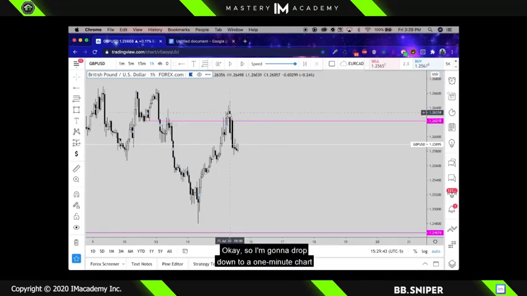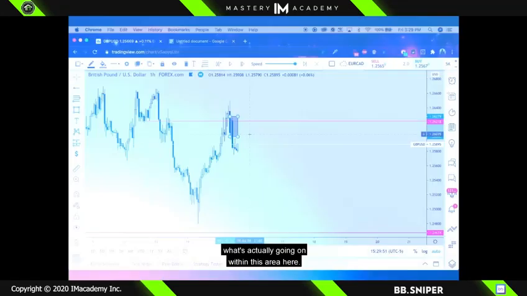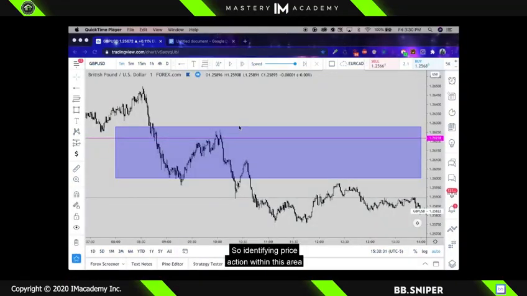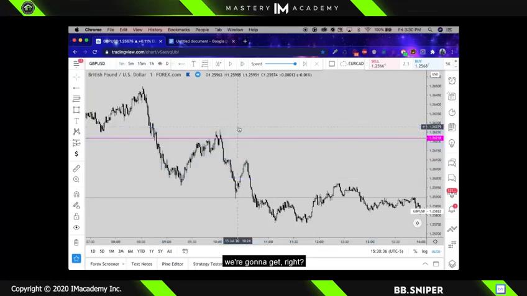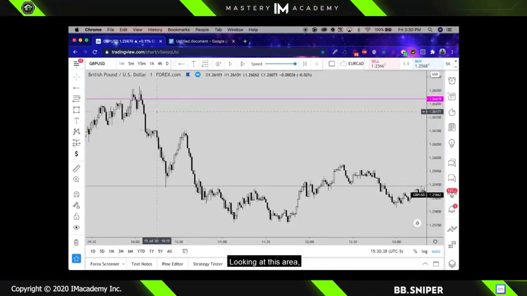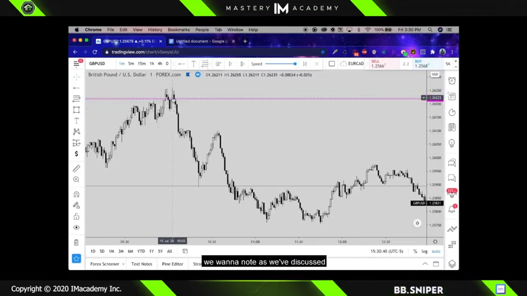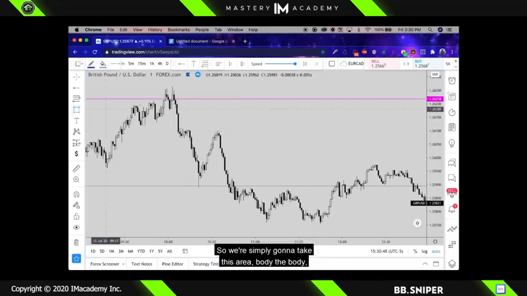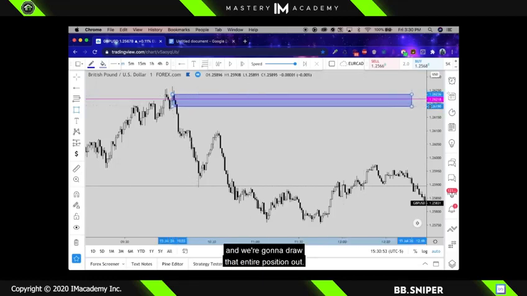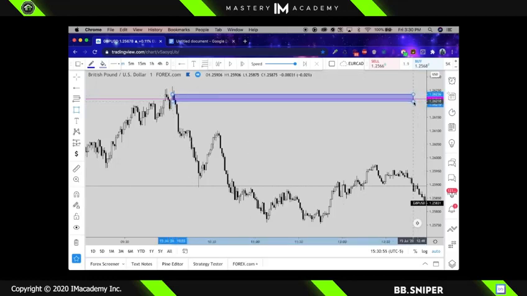Okay, so I'm going to drop down to a 1 minute chart so I can identify what's actually going on within this area here. Alright, so identifying price action within this area on a 1 minute chart is going to be the absolute best precision we're going to get, right? Looking at this area, we want to note, as we've discussed or we'll discuss in later lessons, the up move before the down move. Okay, so we're simply going to take this area body to body, and we're going to draw that entire position out.